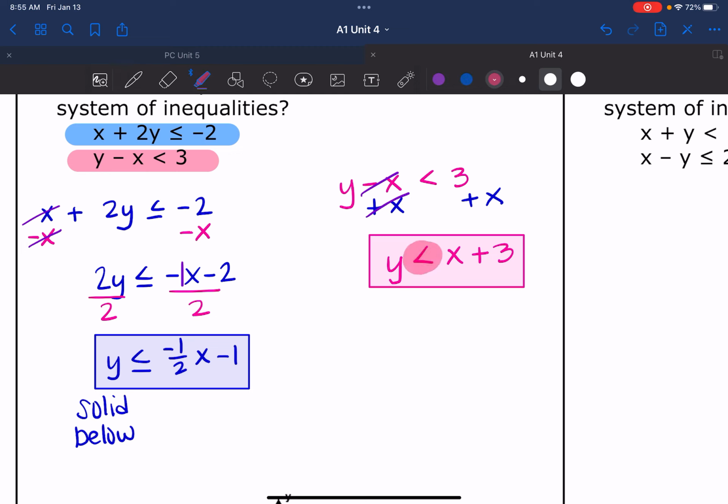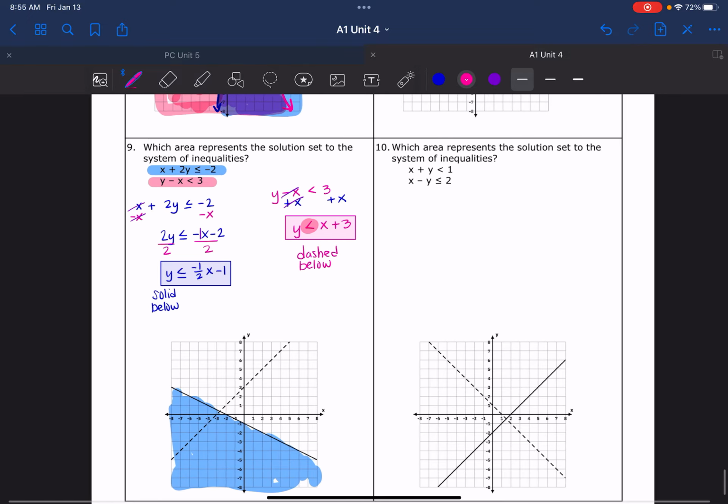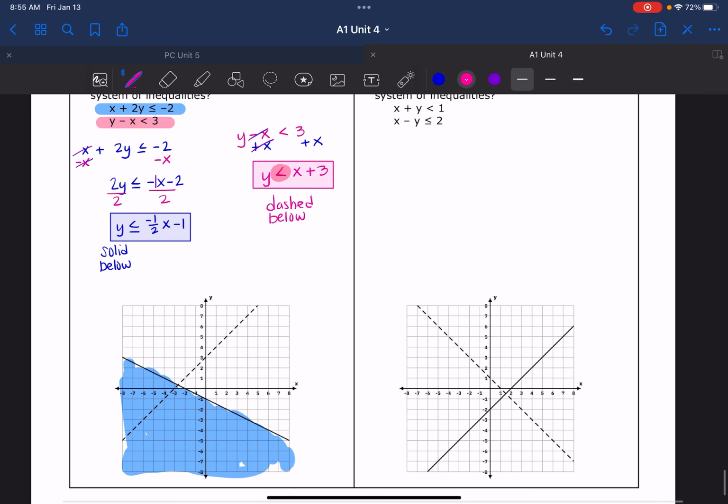So since this symbol is not underlined, I know that means it's going to be a dashed line. And it's pointing to the left, making it a less than. And that means that we're going to shade below. So since that picture only has one other line, it has to be this line. But you could just double check. It's going through positive 3. Our slope is 1, so that would be up 1 over 1, up 1 over 1. It's already a dashed line, so we just have to shade below it.